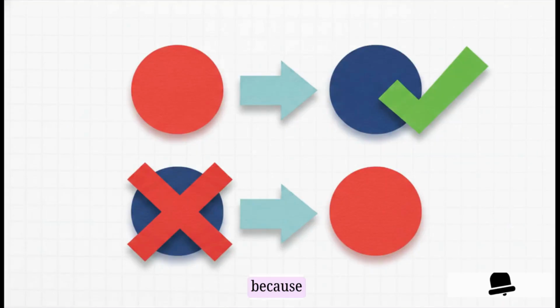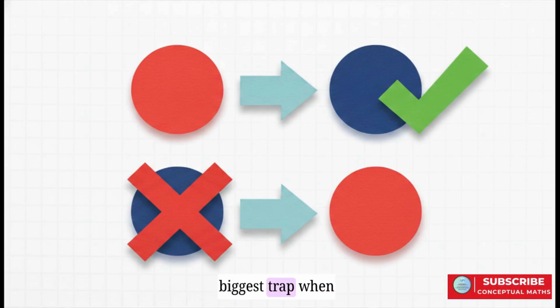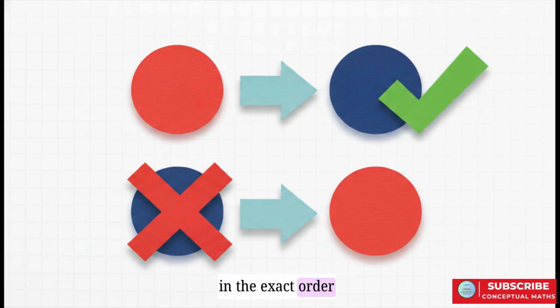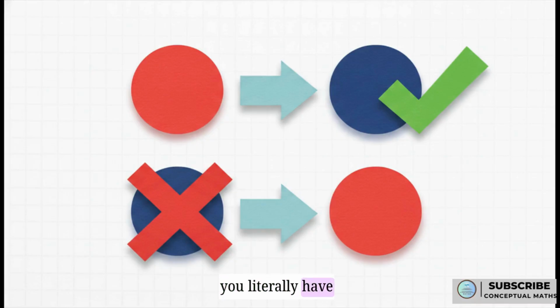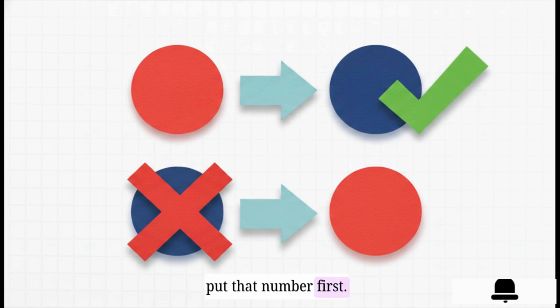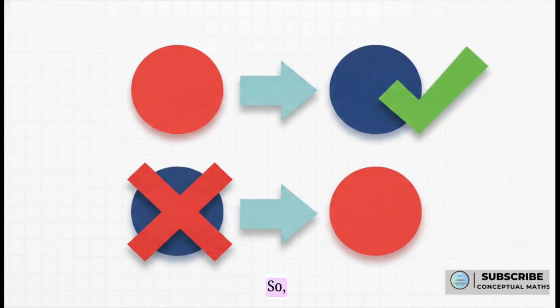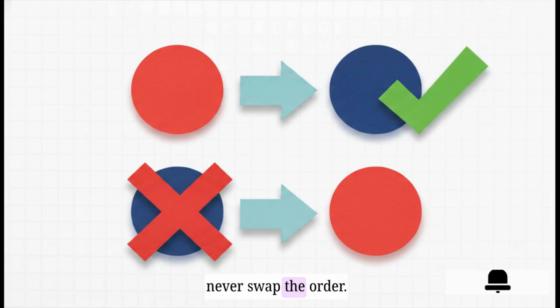Now pause for a second, because I have to warn you about the single biggest trap when it comes to ratios. Please pay close attention to this. Order matters. I mean it. You absolutely must write your answer in the exact order the question asks. If they ask for the ratio of red to blue, you literally have to count red first and put that number first. If you swap them and put blue first by mistake, you've completely changed the mathematical meaning of the whole comparison. So whatever you do, never swap the order.